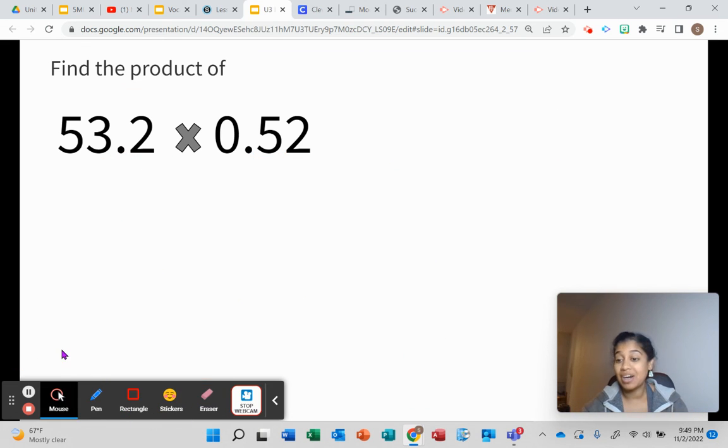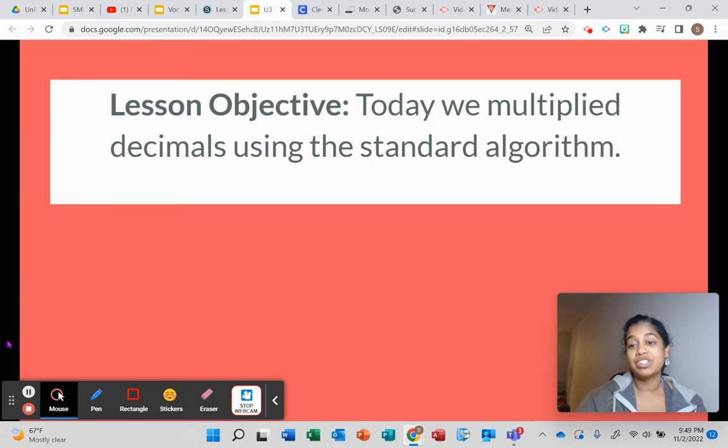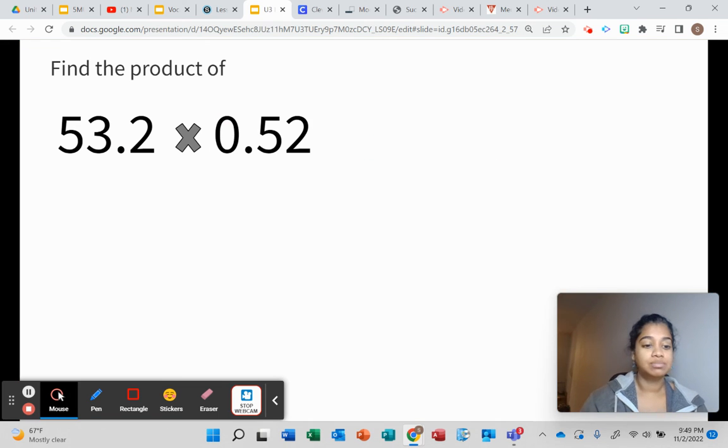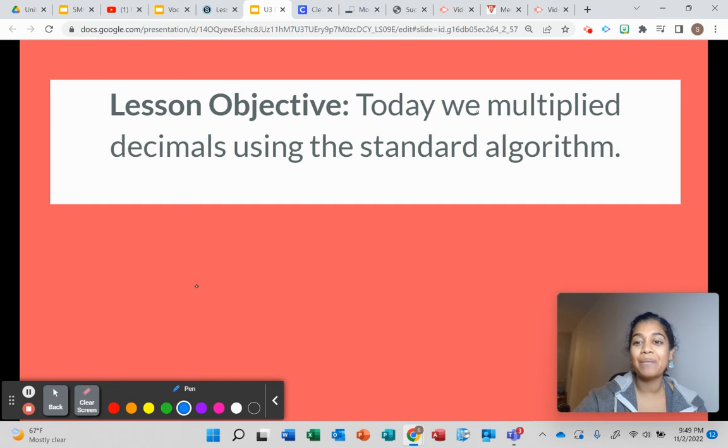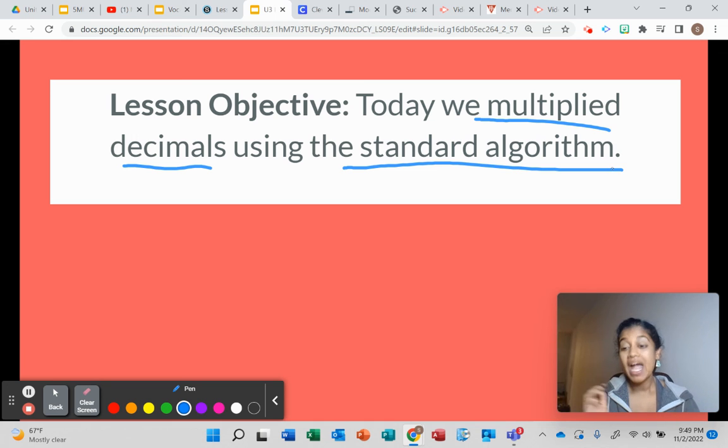Let's go ahead and review our lesson objective. So our lesson objective for today was that we multiplied decimals using the standard algorithm. And you don't have to use the standard algorithm. You can also use partial products, whatever the case may be. There's multiple ways that you can multiply. But this is one way of multiplying decimals.